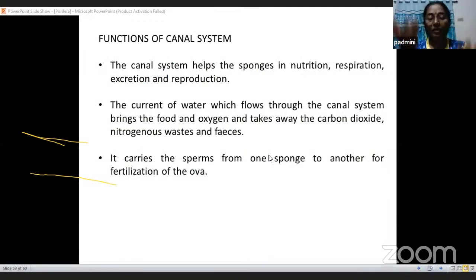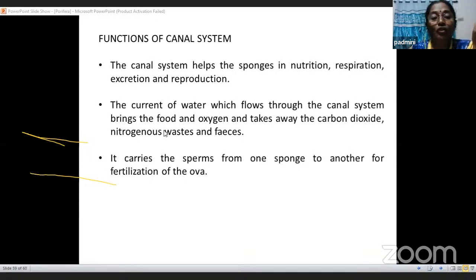Functions. So when we are talking about this canal system, what are the functions? Why should something like this be present in this type of sponges? So these are the functions. What are they? They provide nutrition, respiration, excretion, and reproduction is done in the canal system.